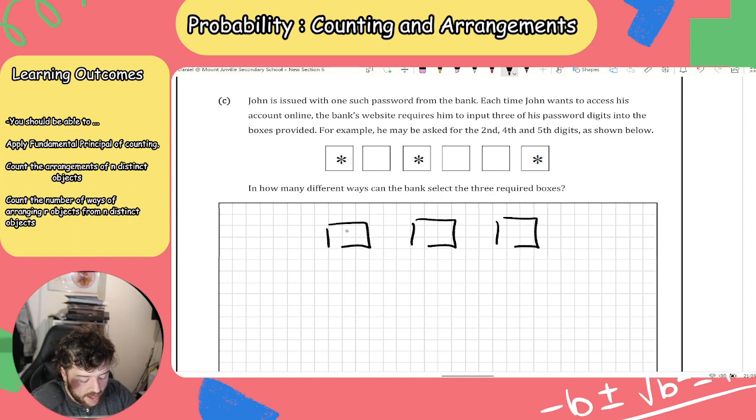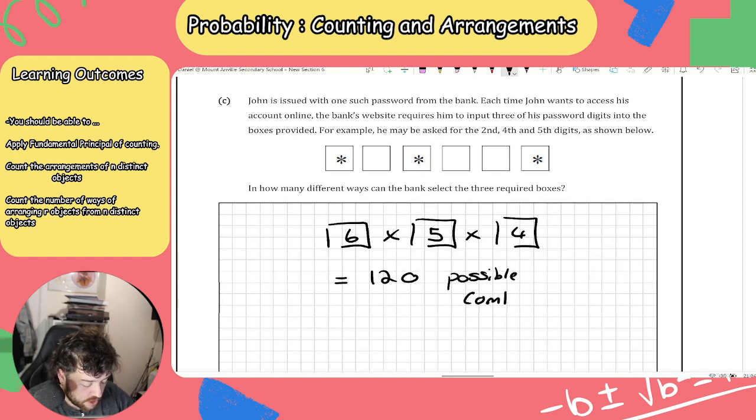So how many options for digits do I have here for my first one? Well, I have 6 options for the first one. Then I'm going to have 5 options because I'm not repeating. So once that one's used up, I only have 5 options for this one. And then I have 4 options. That's my answer. So 6 times 5 times 4 is going to be 120. So 120 possible combinations or arrangements.